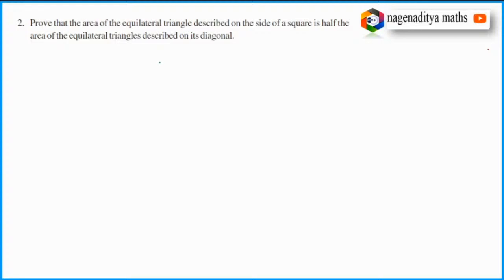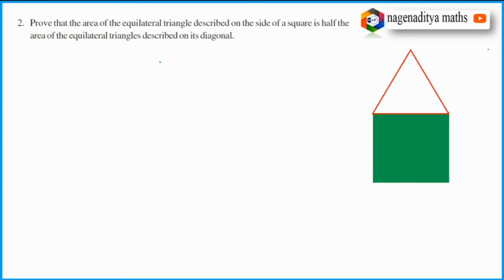So to prove this particular problem, let us draw the diagram. So this is a square and this is an equilateral triangle drawn over its side, and this is an equilateral triangle drawn over its diagonal of the given square. Okay, so these are the points denoted by the triangle, two triangles and the square, and the side of the square is small a. Okay, and the diagonal is √2 a. So I'm going to explain each and everything.